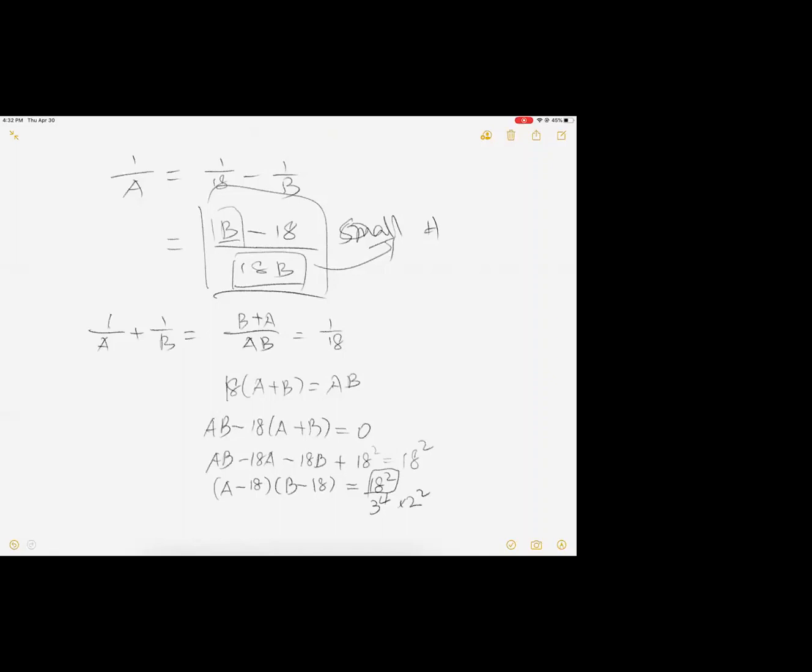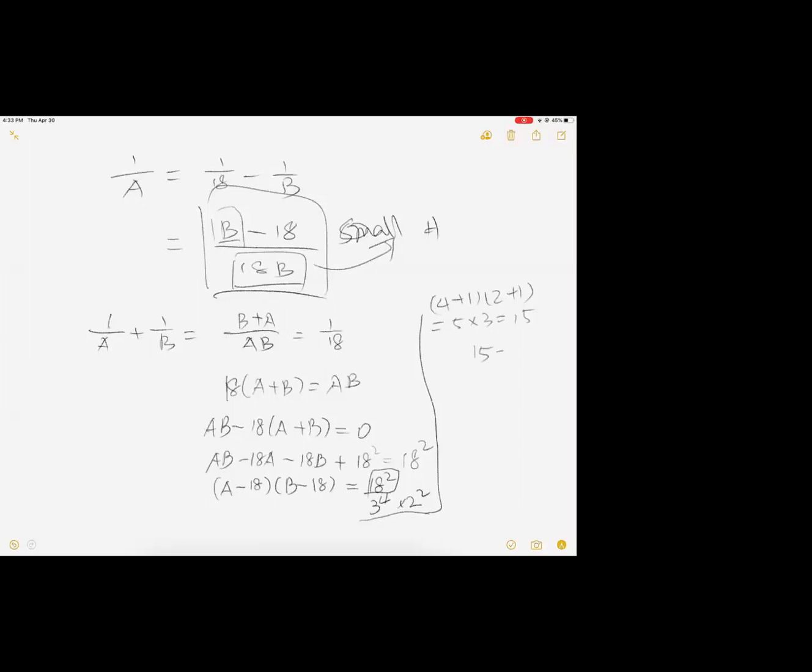So it's (4 plus 1) times (2 plus 1). Slow down, please. So this is how many factors 18 squared has, right? So this is 5 times 3, which is 15, okay? Then (15 plus 1) divided by 2 equals 8.